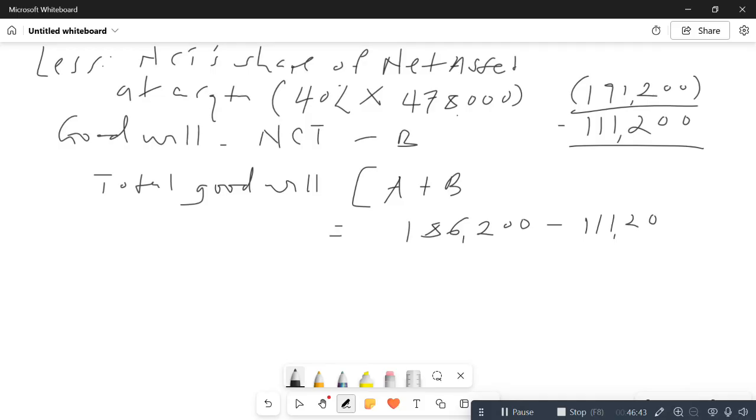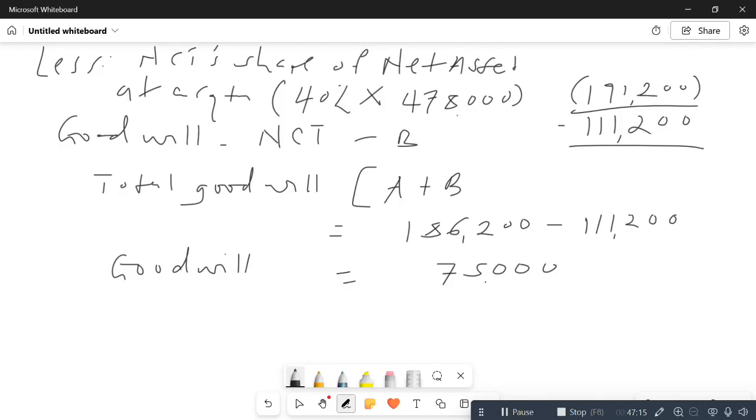11,200. And what is your answer here? When we add that, it's going to be 186,200 minus 11,200, which is 175. Our total goodwill, full goodwill, is 175,000.